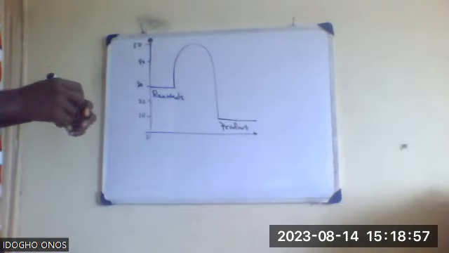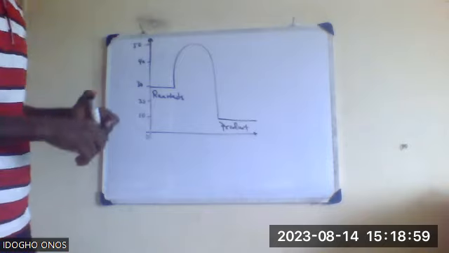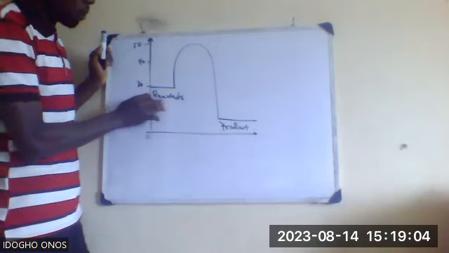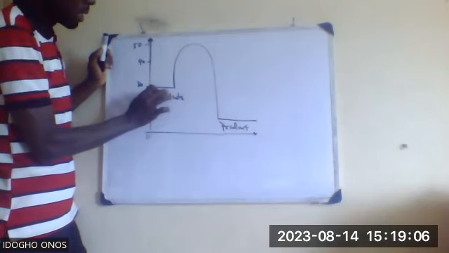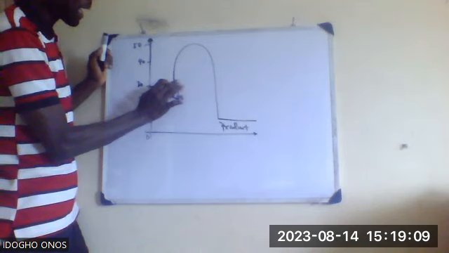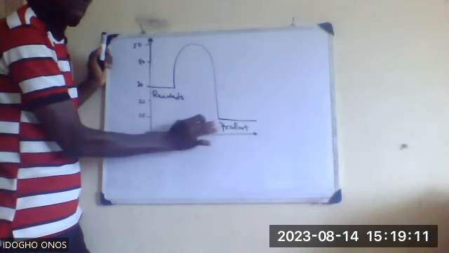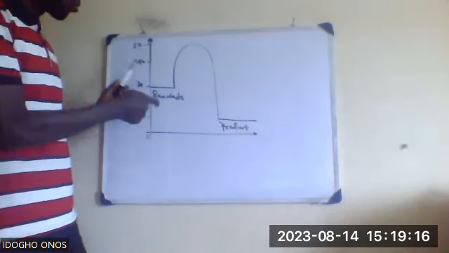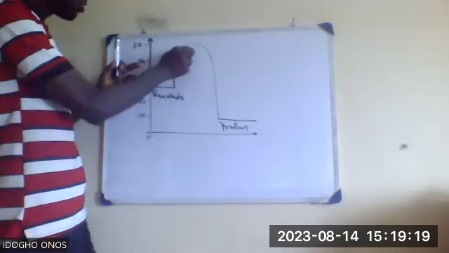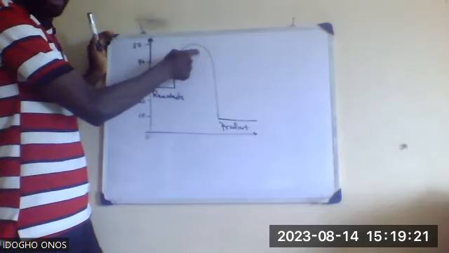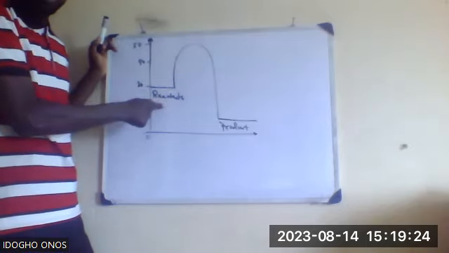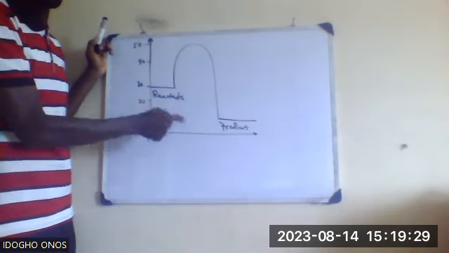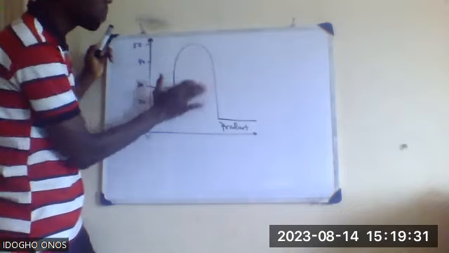So you can see here, this is the reactant. This is the product. For me to get to this product, the reacting particles must collide and climb this hill and come down like this. But if the reacting particles don't have enough energy to climb this hill, that is, to break this barrier, they will fall back and still remain as reactants. Such collisions are ineffective. That means they don't have enough energy to break this barrier.